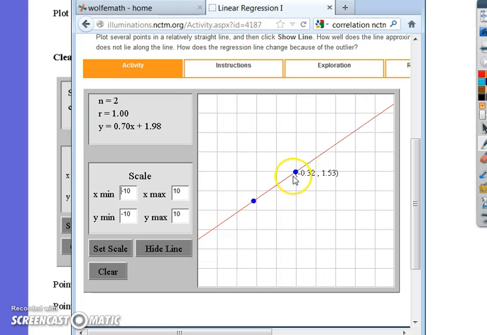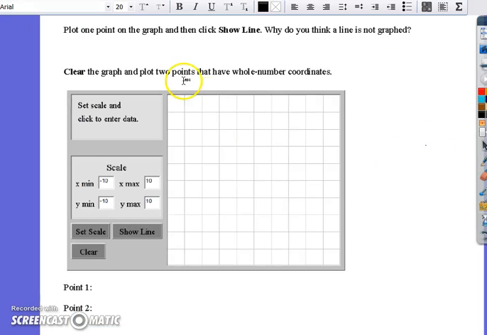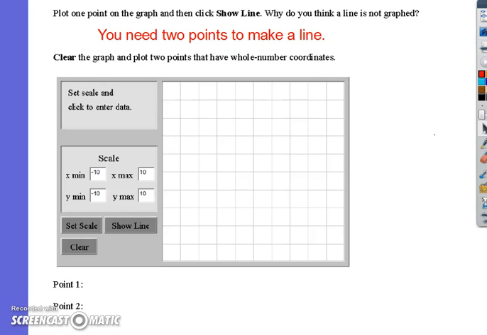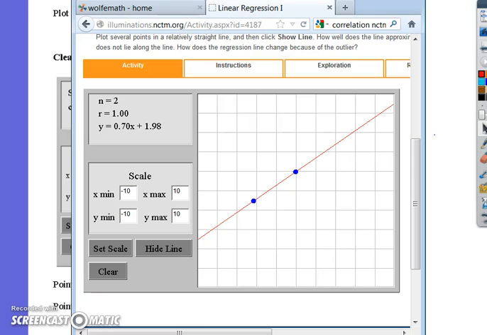So why is it that 1 point doesn't give me a line? Well, you need 2 points to make a line. So on our graph, we need at least 2 points to make a line. But you could also have more than 2 points. That's what we're talking about today. What if you had more than 2 points? What kind of a line would you get?